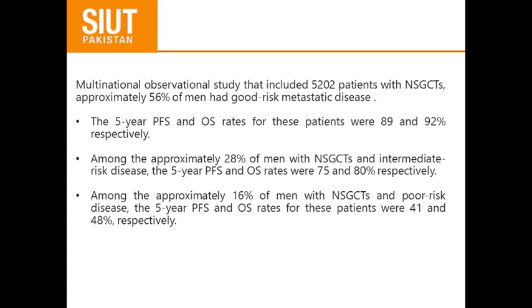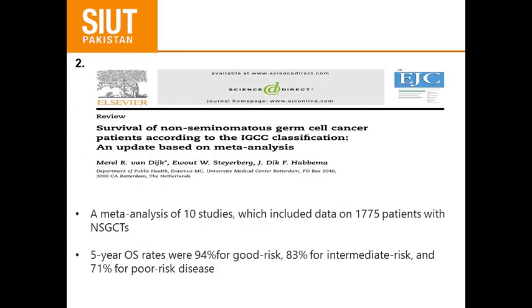Among the approximately 28% of men with non-seminomatous germ cell tumor in the intermediate risk group, the 5-year progression-free survival and overall survival were 75 and 80% respectively. And especially in case of the poor risk group, which was 16% of the total study group, 5-year progression-free survival was 41% and overall survival was 48%. Similar results were seen in another meta-analysis, which included 10 studies with 1,775 patients: 5-year overall survival 94% for good risk, 83% for intermediate risk, and 71% for poor risk disease.